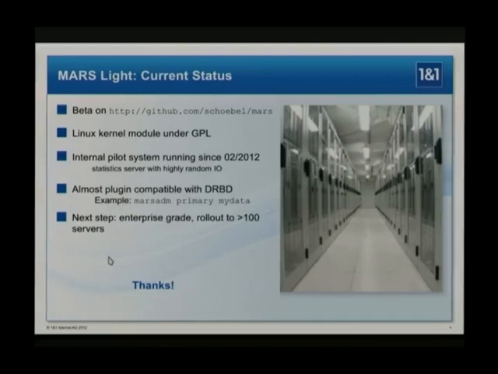Well, one pilot system is already running for 1 year. It was a proof of concept, and it's running on a very loaded server, which collects statistics data from more than 1,000 other servers. It has a highly random I/O load. And that performs very well, had no problems for almost 1 year. And the interface is very similar to DRBD. You just replace the drbdadm command by marsadm, and the rest is the same, for example, to switch to the primary in this example.